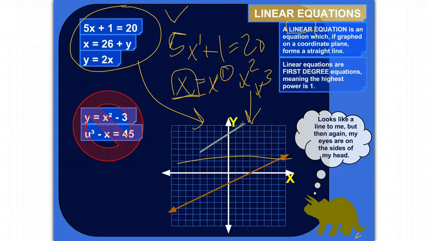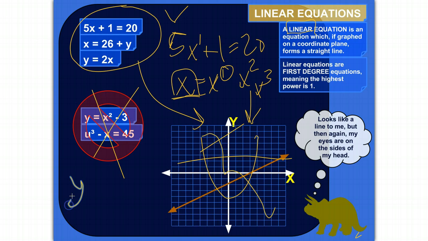Here are some non-examples of linear equations. If you were to graph those, they would look crazy. Like this first one would be a parabola like that. The second one, I believe, would look something kind of like, I don't think that's quite it. But they would not form straight lines. And you can tell that because they're not first degree equations.